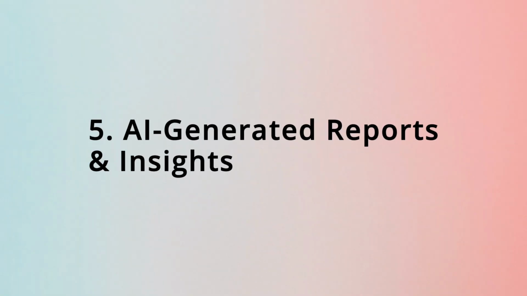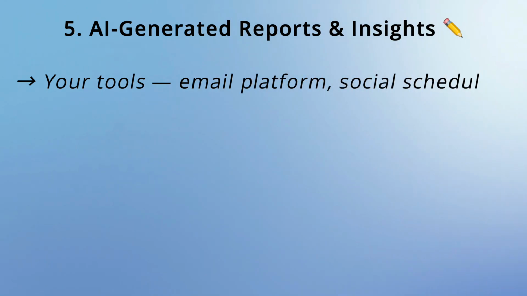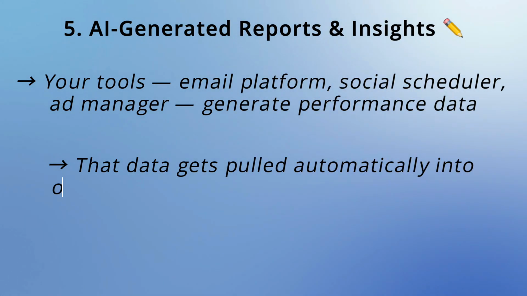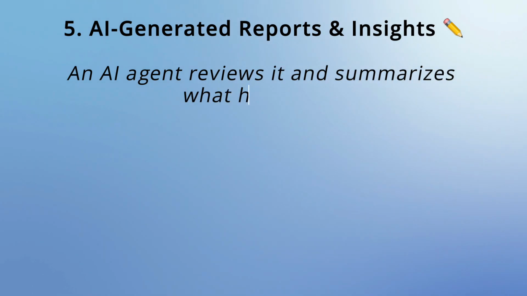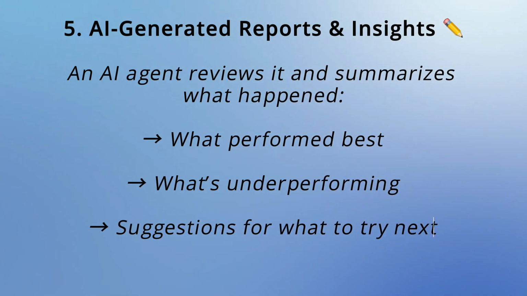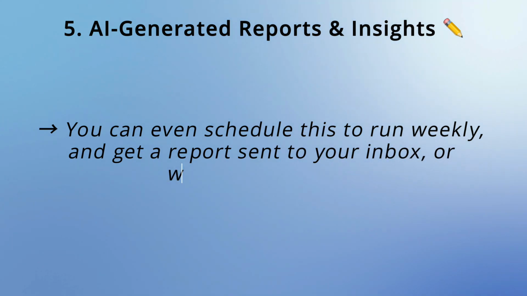AI generated reports and insights. If you're still manually checking your emails, socials and dashboards to figure out what's working, you're wasting time. AI can do the boring part for you. It can give you just the insights you need. Here's how it works. Your tools, email platform, social scheduler, ad manager generate performance data. That data gets pulled automatically into one place, like Google Sheets or your CRM. An AI agent reviews it and summarizes what happened. What performed best, what's underperforming, suggestions for what to try next. You can even schedule this to run weekly and get a report sent back to your inbox or wherever you work.